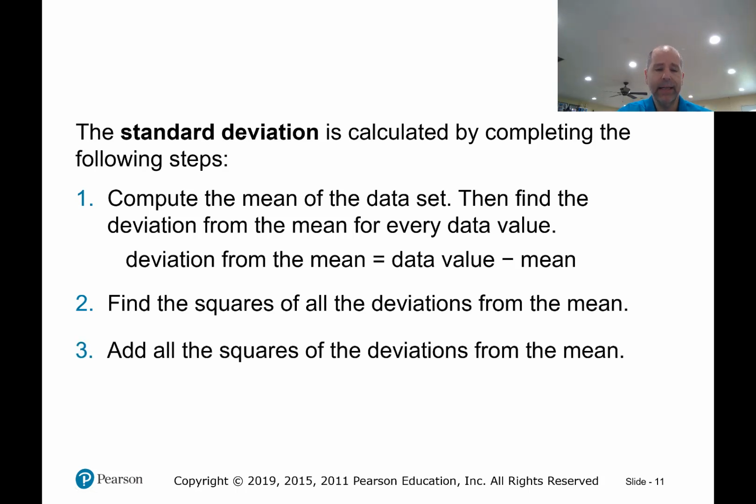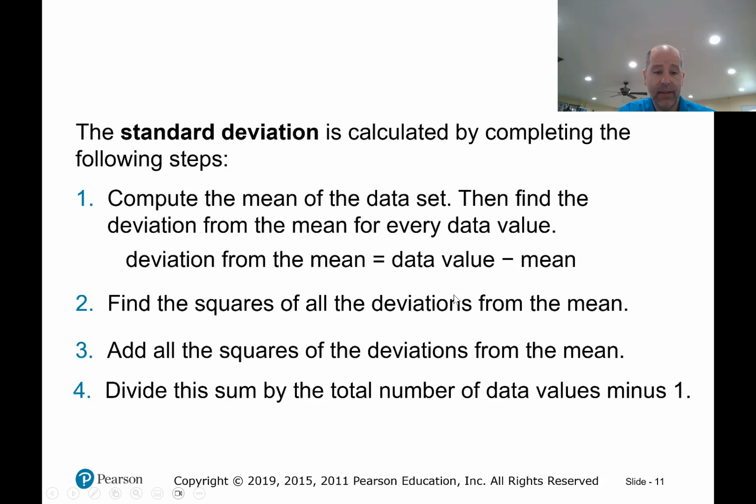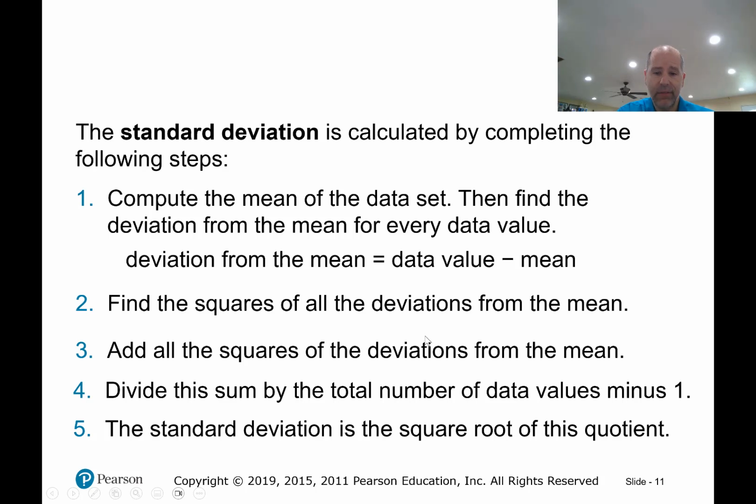And then step 3 is we're going to take all of those squared deviations from step 2 and add them up. And then step 4, we're going to divide the sum that we got in step 3 by the total number of values minus 1. So we take the sample size, however many values we have, subtract 1 from that count, and divide the sum from step 3 by that number. And then step 5, the standard deviation would be the square root of what we got in step 4.